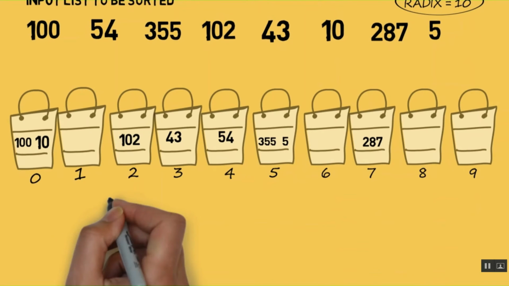So at this point we have put numbers into individual buckets as per their ones place. Now we retrieve the numbers and we maintain the order in which they were put inside a specific bucket. So if 100 was placed before 10, we pick 100 first and then 10. Similarly for ones place 5, we pick up 355 first and then we pick 5. And we pick up values starting from the bucket number 0 and moving rightwards toward the bucket number 9.